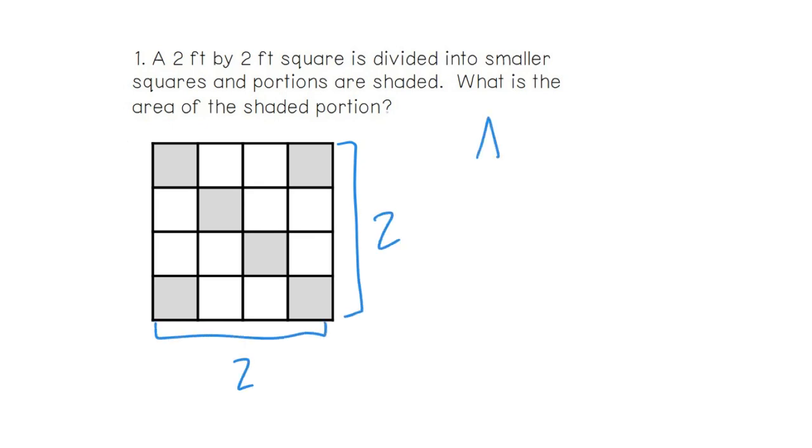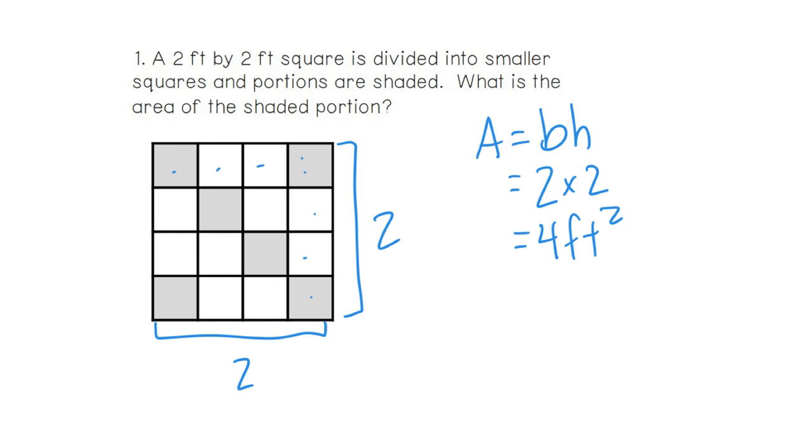We have to find the area of the whole thing. So base times height. So that'll be 2 times 2. So the whole thing is 4 feet squared. But we need to figure out what 1 is. So if the whole thing is 4, and we have 16, because 1, 2, 3, 4 times 1, 2, 3, 4 is 16, I have to do 4 divided by 16. You can simplify that. It becomes 1/4 for one of the squares.